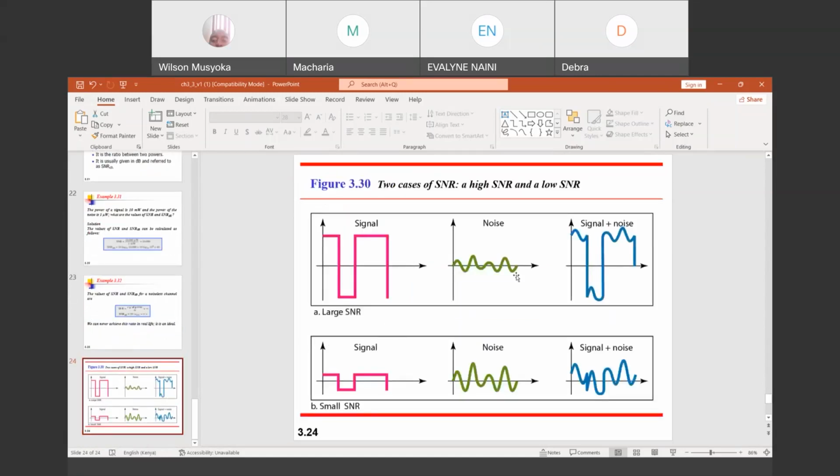And then this is how it is shown, whereby you have a signal to noise ratio which is big and a signal to noise ratio which is small. So if it is big, then you're going to have the signal affected that way. If it is small, the signal is going to be affected that way. So that is how noise affects transmission.